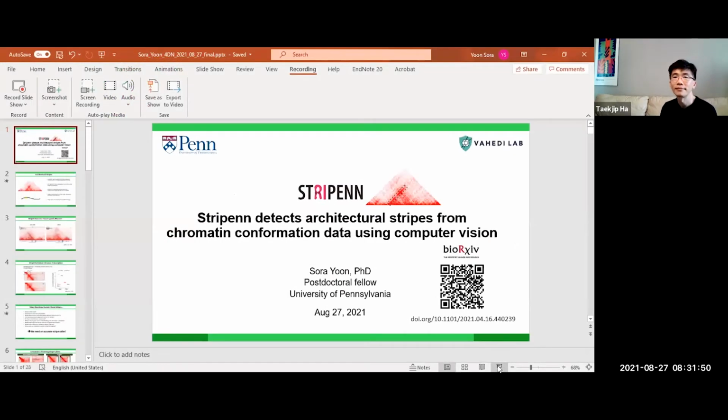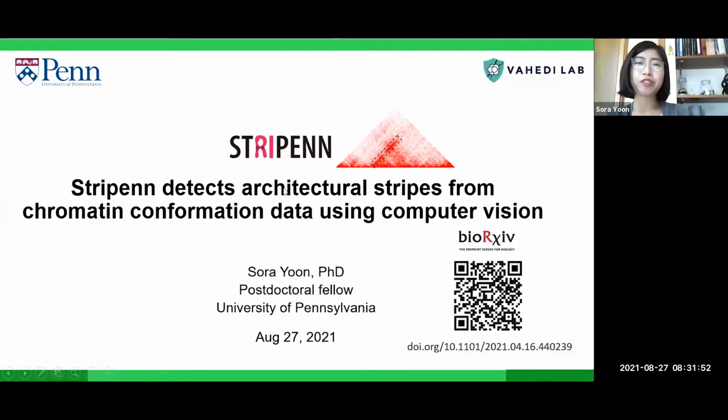Today, I'd like to introduce Stripenn, which detects architectural stripes from chromatin conformation data using computer vision. Here is the QR code for the Stripenn bioRxiv paper, so you can easily refer to it.